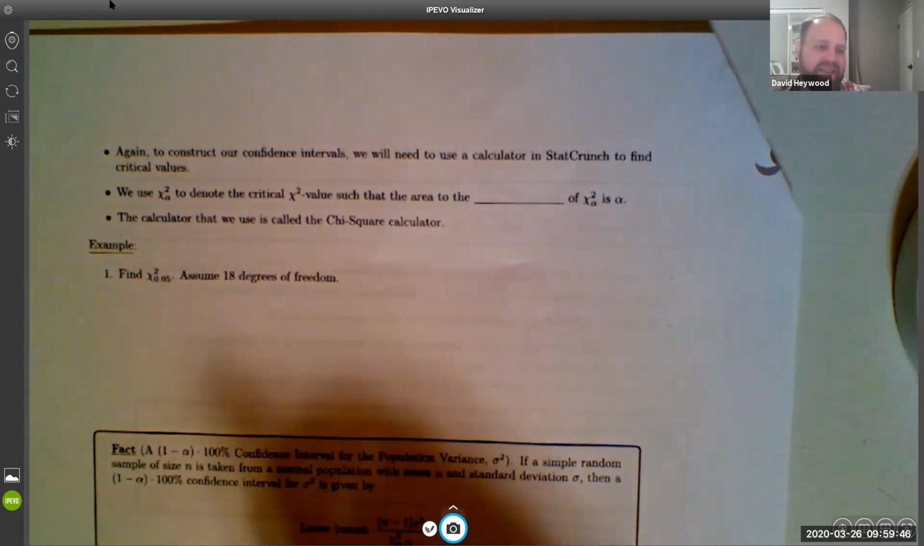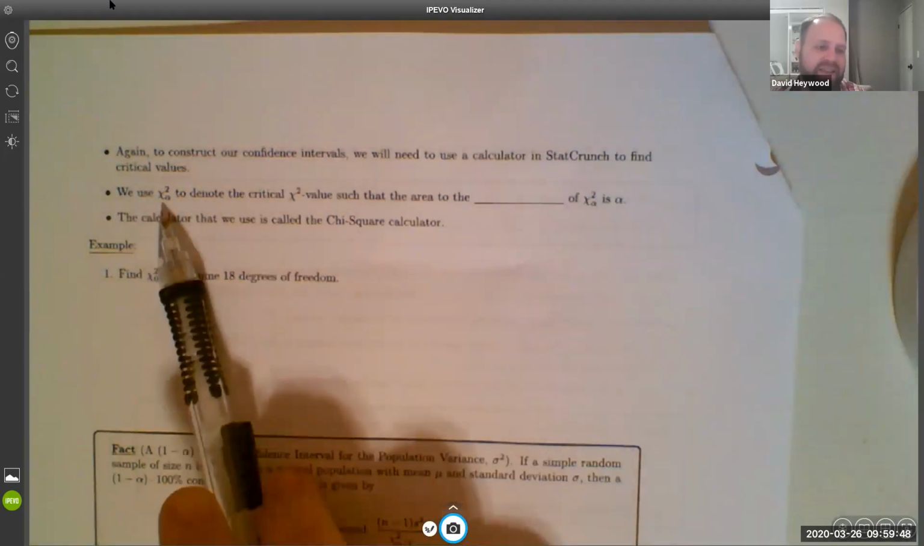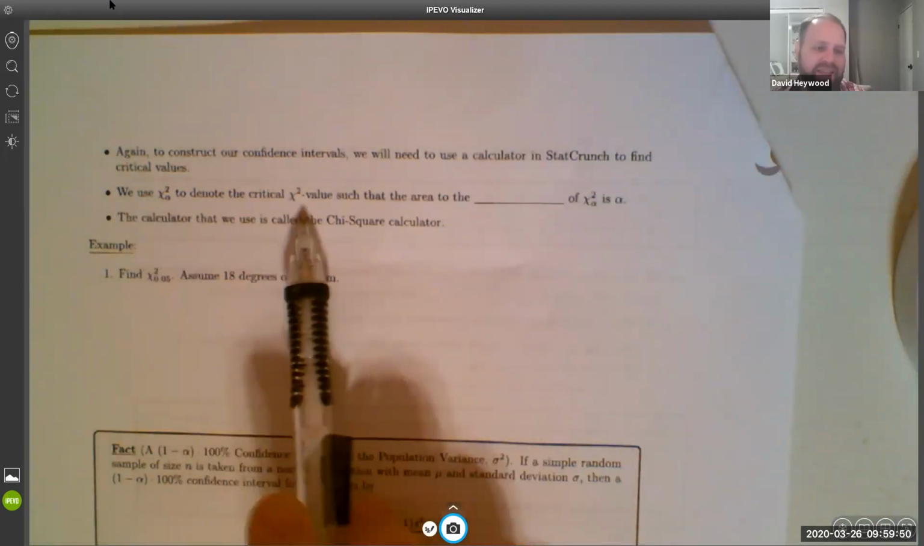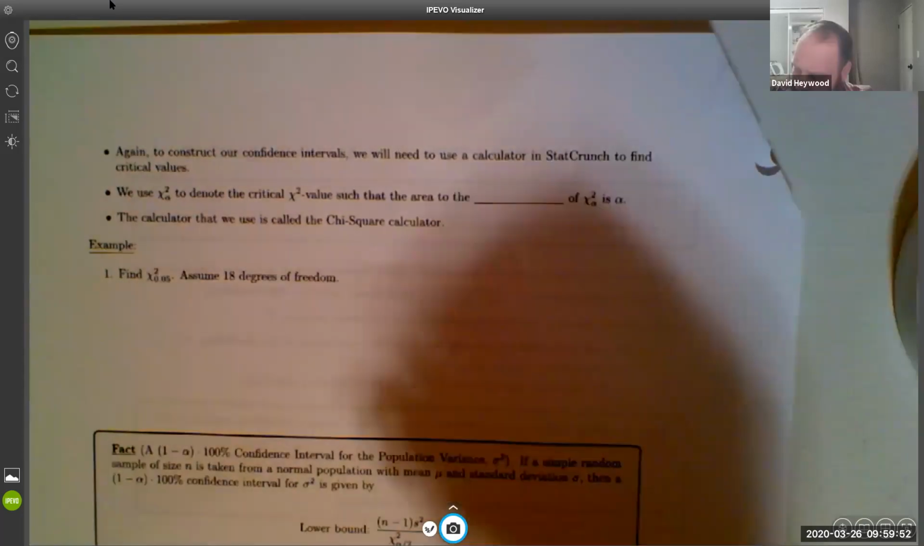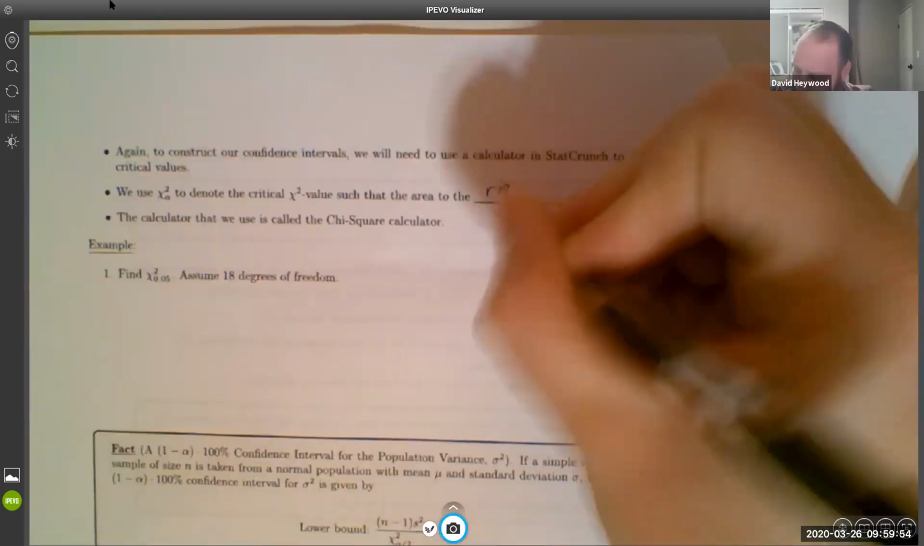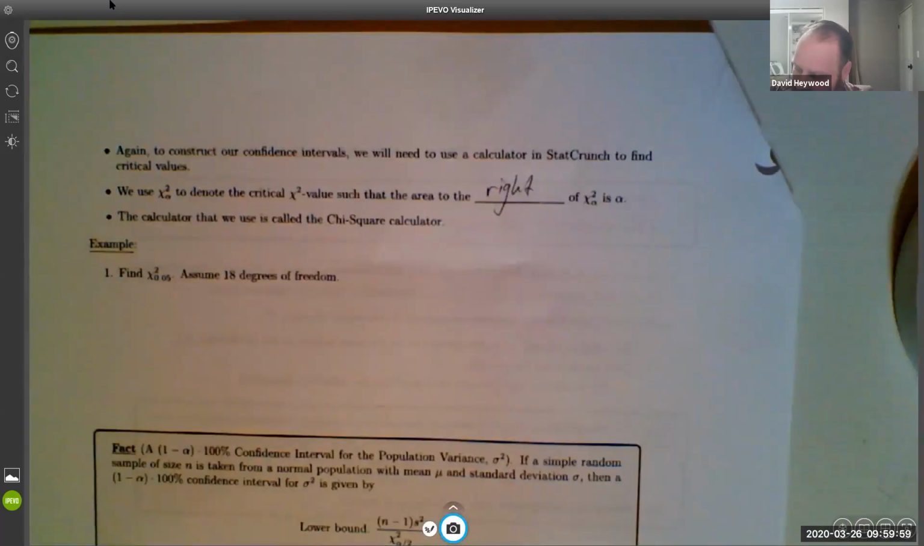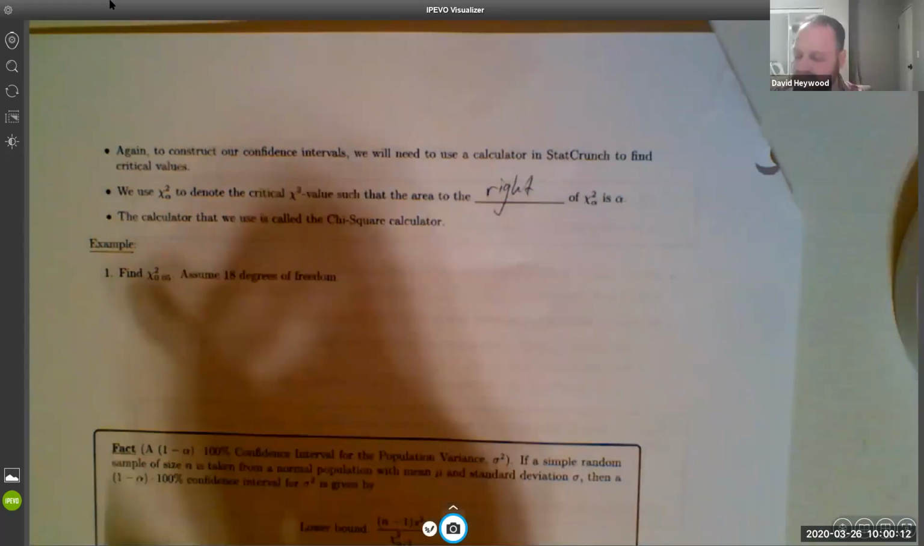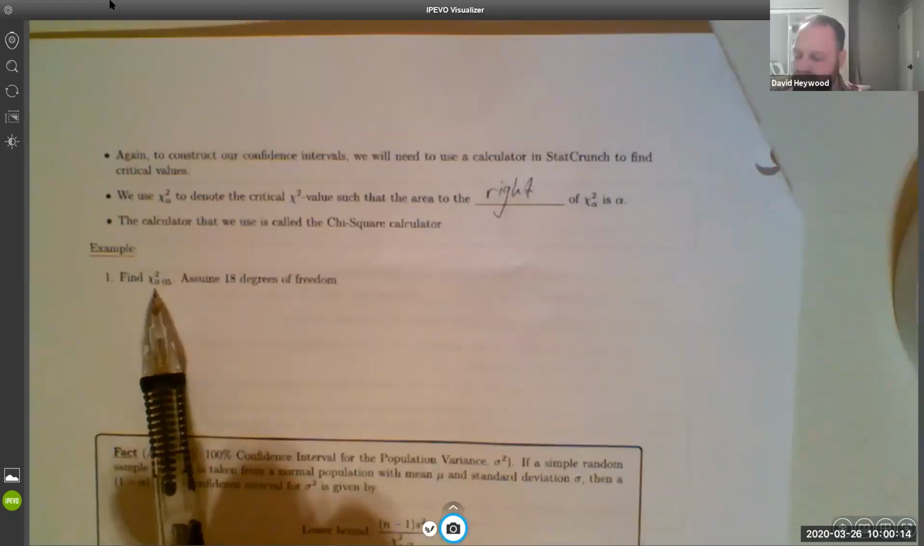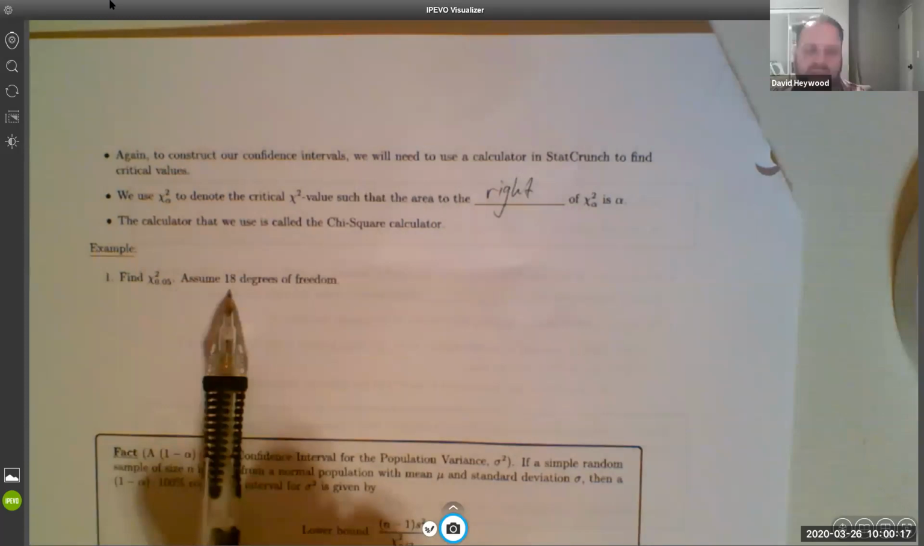Anyway, so we use chi squared sub alpha to denote the critical chi-square value such that the area to the right of chi squared sub alpha is alpha. Which is a confusing way to say that we're going to be doing the same thing here as we did previously for finding critical values using the normal distribution or the t distribution. So just to give you an example, this one says find chi squared sub 0.05 assuming 18 degrees of freedom, okay?